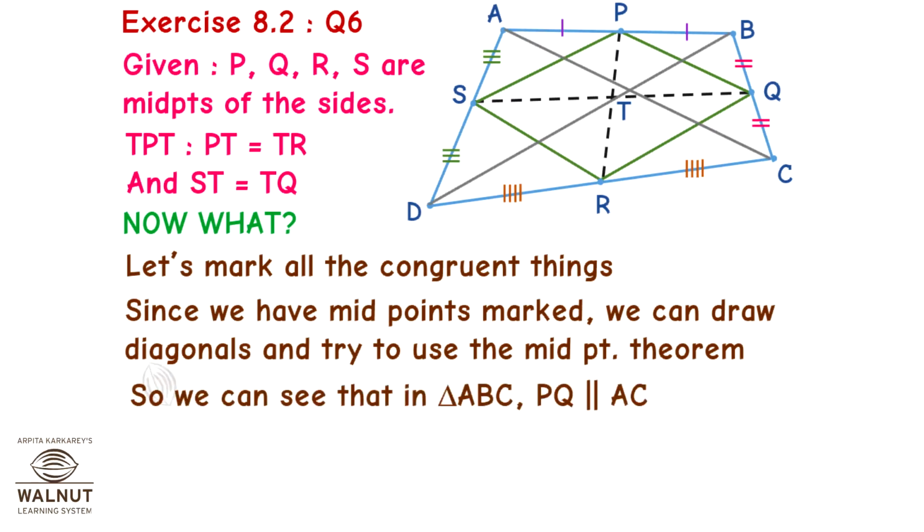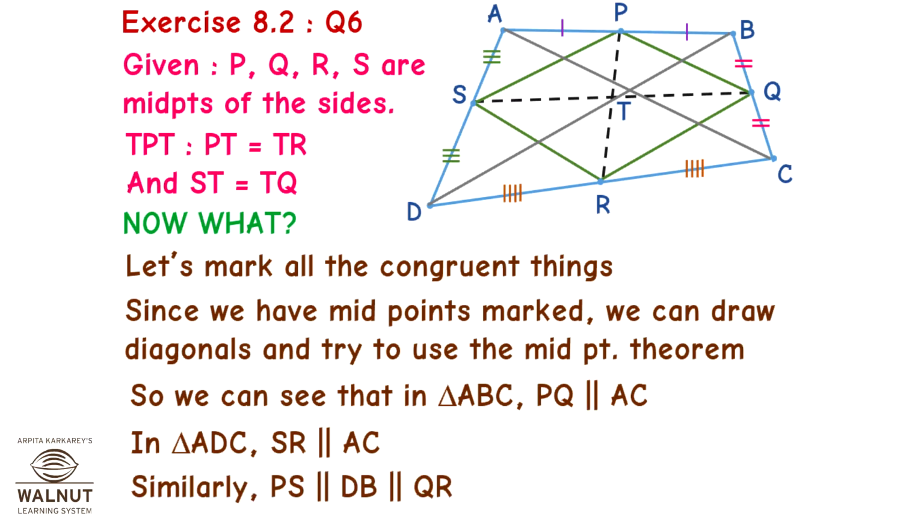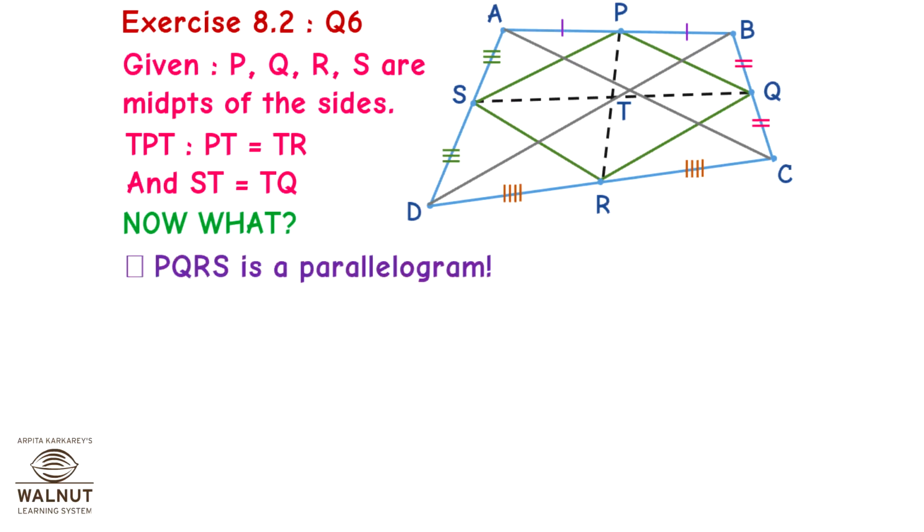So, we can see that in triangle ABC, PQ is parallel to AC. In triangle ADC, SR is parallel to AC. Similarly, PS is parallel to DB is parallel to QR. So, quadrilateral PQRS is a parallelogram.